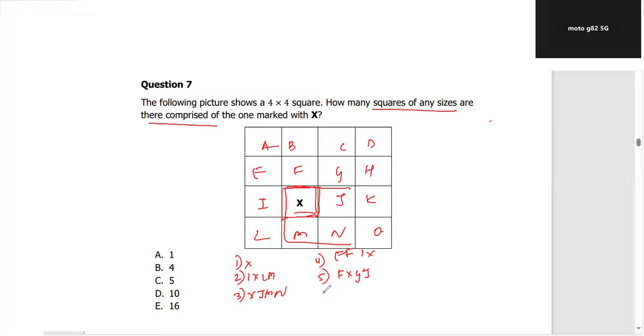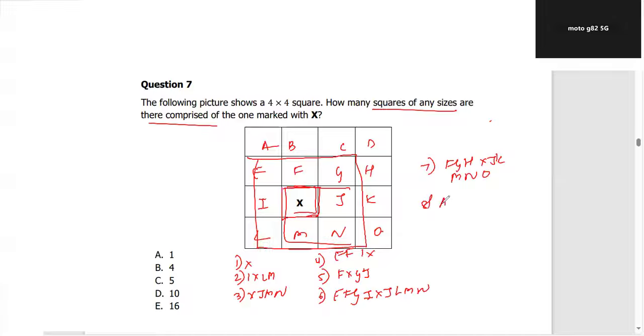Then we go to 3 by 3 squares, which is like this. So you have E, F, G, I, X, J, L, M, N. Then you'll have F, G, H, X, J, K, M, N, O. Then you'll have A, B, C, E, F, G, I, X, J. Then you'll have B, C, D, F, G, H, X, J, K. And then 10 will be all of them, A, B, C, D, E, like this whole square. All of them together.